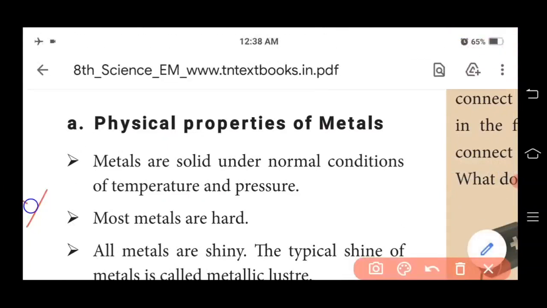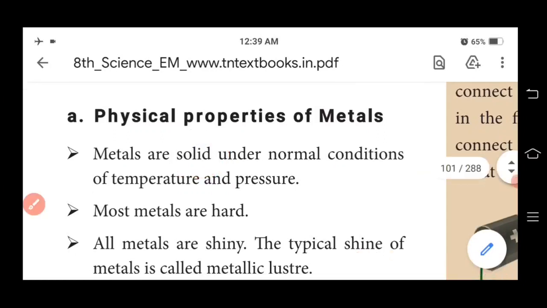So, very important 5-mark question: physical properties of metals. Metals are solid under normal condition of temperature and pressure. So the first point: metals are solid under normal condition of temperature and pressure.